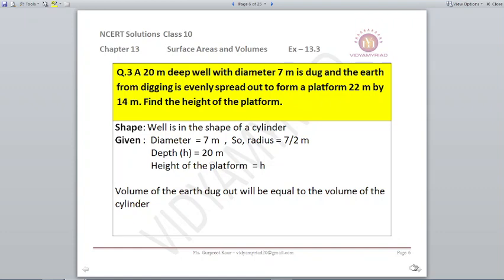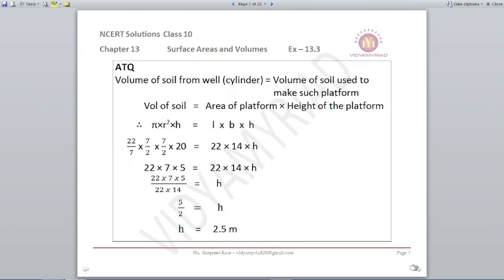So radius becomes 7 upon 2. Depth or height is 20 meters. Height of the platform we have to find out. So let it be h. So according to the question, the volume of the earth dug out will be equal to the volume of the cylinder. So that means volume of the soil from the well, which is in a cylinder form, will be equal to the volume of the soil which is used to make the platform.